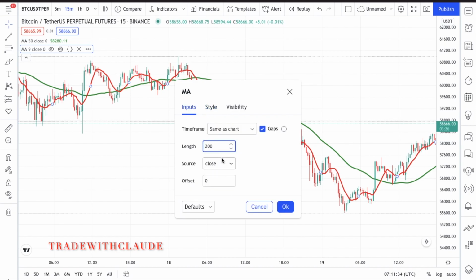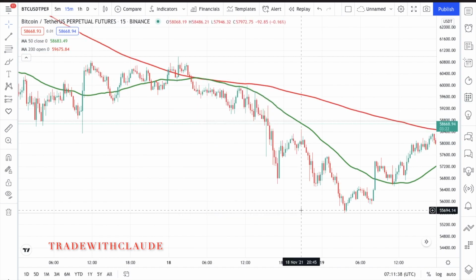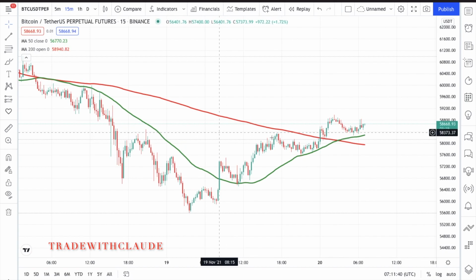You can leave these, they are not really important. Source, close, open, it doesn't really make any difference. So the choice is all yours.